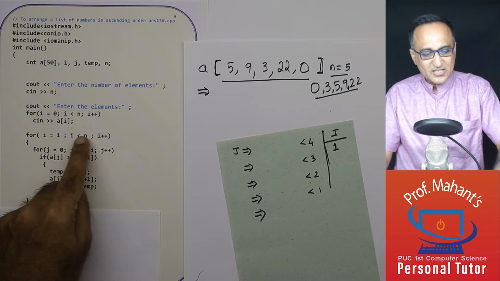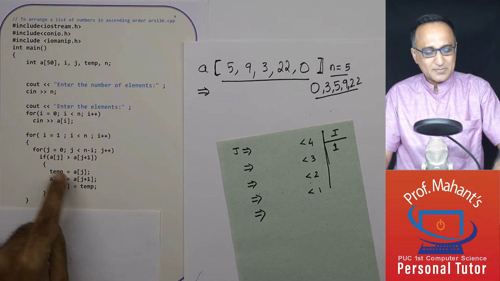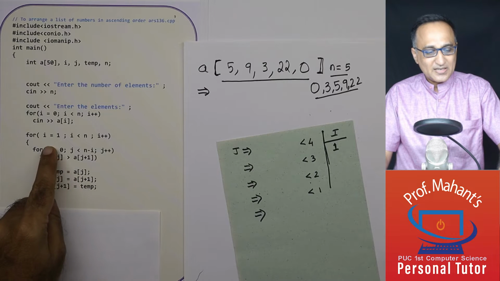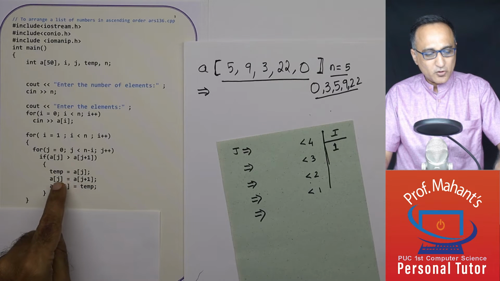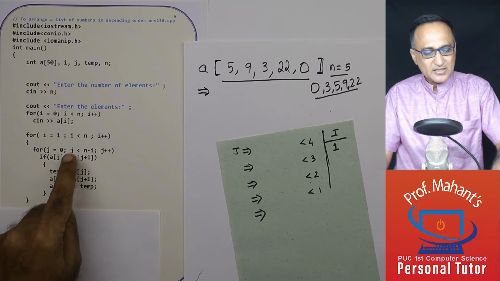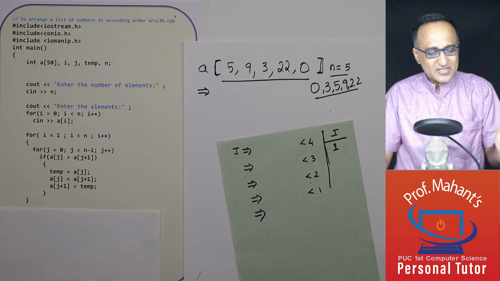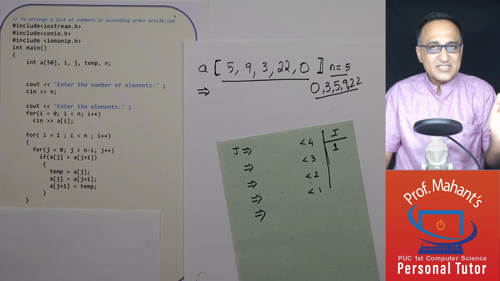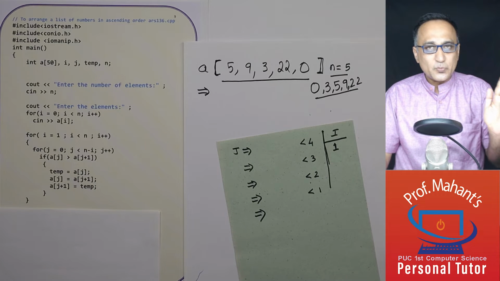So first time when this executes, this will execute 4 times. Second time when this executes, this inner loop will execute 3 times. When it executes again, it will execute 2 times. When it executes again, it will execute 1 time. So this is the working of this, and in each iteration of the inner loop, we will see that the largest number is pushed at the end.